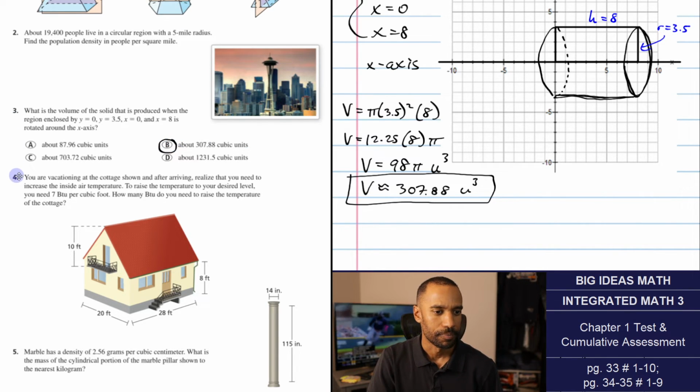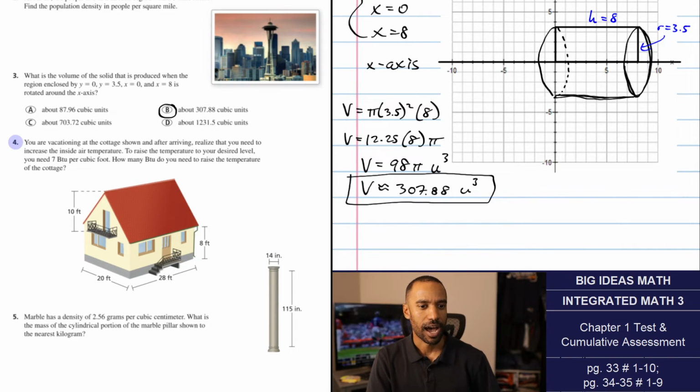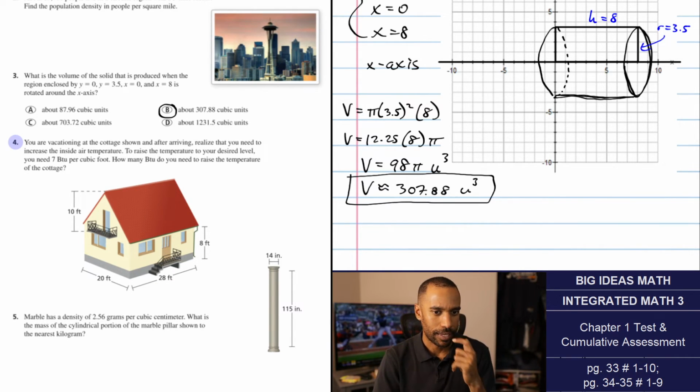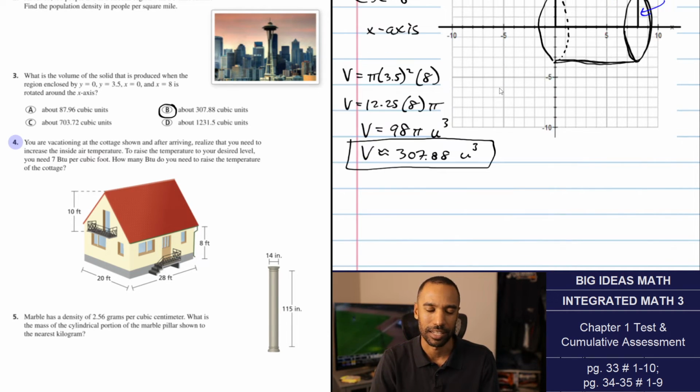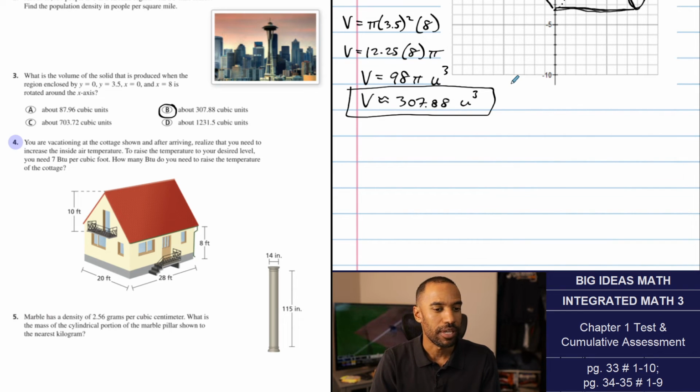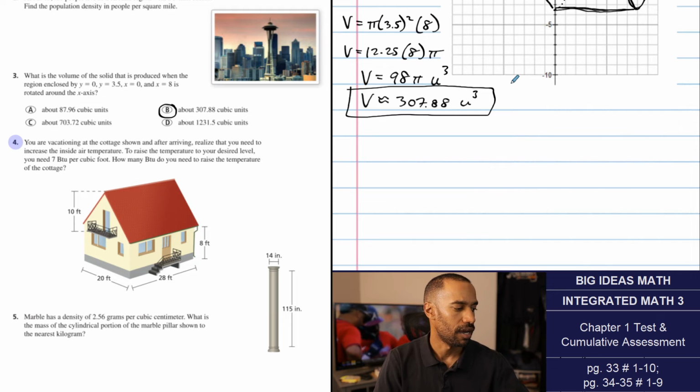Okay, number 4. You are vacationing at the cottage shown, and after arriving, realize you need to increase the inside air temperature. To raise the temperature to your desired level, you need 7 BTU. I forget what that stands for. British temperature units. I forget what it stands for. BTU per cubic foot. How many BTUs do you need to raise the temperature of the cottage?